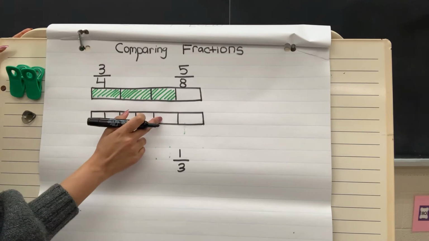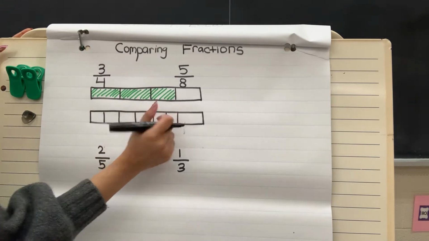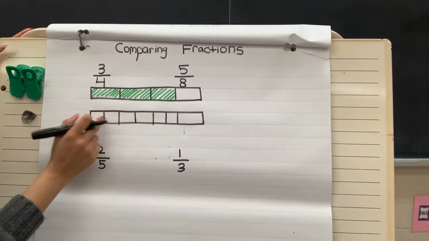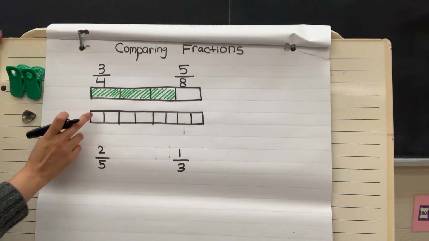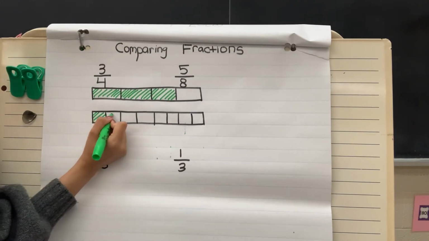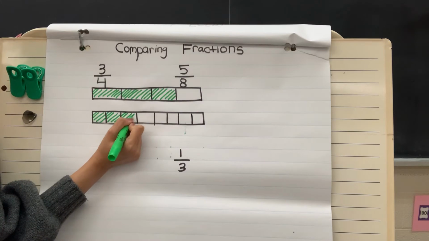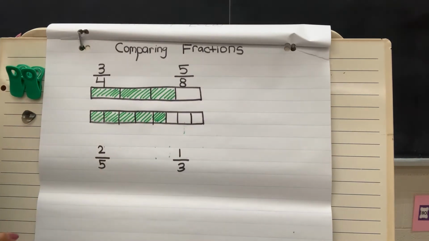Okay, let's do it this way. Okay, now so I have my 8 parts. 1, 2, 3, 4, 5, 6, 7, 8. And now how many parts do I need colored? So we need 5 parts colored. 1, 2, 3, 4, and 5. If you look at the picture, now can you tell me which one's greater?